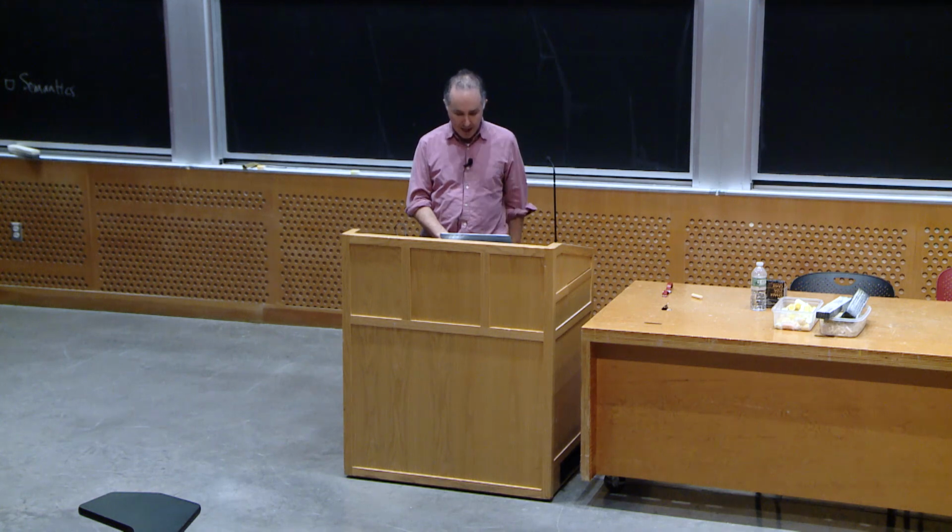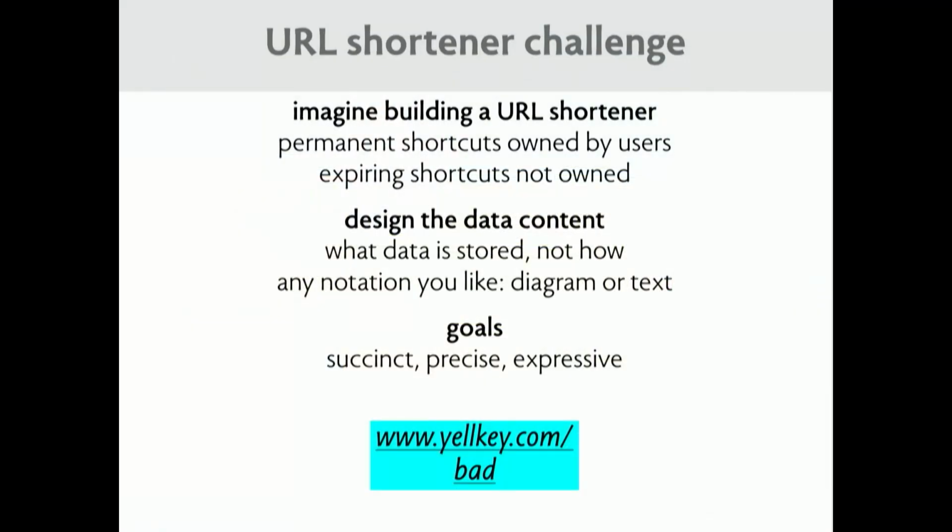So here's the exercise. I want you to imagine that you're building our old friend, the URL shortener, OK? And so here's what you're going to have in it. You're going to have permanent shortcuts that are owned by users. So you're going to need to remember which user owns which shortcut. And you're also going to have a notion of expiring shortcuts, which are going to expire on a particular date, say, that are not owned by anyone.